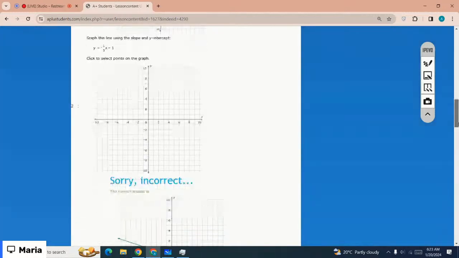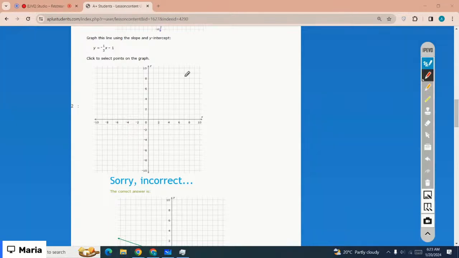Okay, the next equation is: graph the line using the slope and the y-intercept. Now you have to use the slope and the y-intercept, right? You are given y equals negative 1 over 3x minus 1, right? The general form of the linear equation is y equals mx plus b. So when you compare the equation, m is negative 1 over 3, that is the slope, and b equals negative 1. B means the y-intercept, the point where the graph is touching the y-axis, right? So slope is negative 1 over 3.